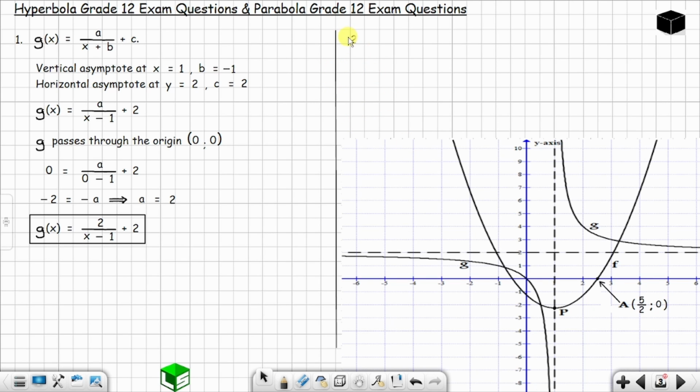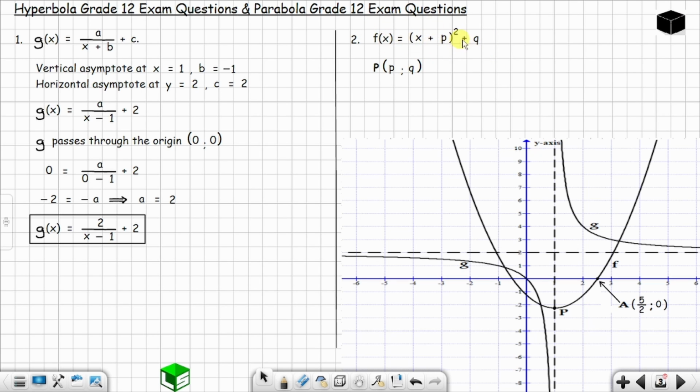Question 2: determine the coordinate of point P, which is the turning point of f. You need to determine the coordinate of that point P. Okay, f of x is given like this when you read the information. So from this, you know that P is the turning point, and the coordinates are p and q. This is the x coordinate and this is the y coordinate. If you don't understand this, please go check my video part 2 of 6 on parabola grade 12. You are going to understand this.